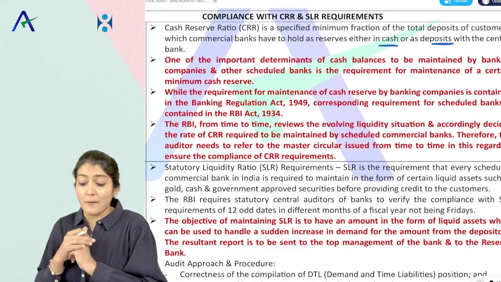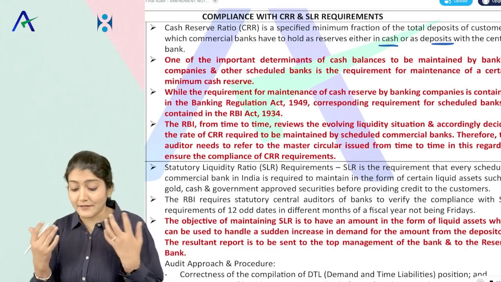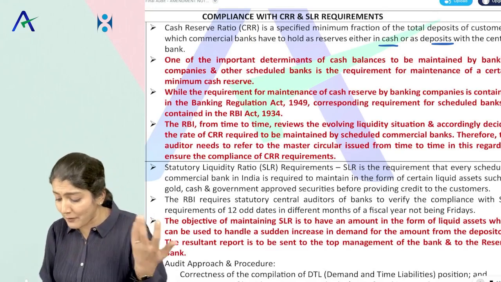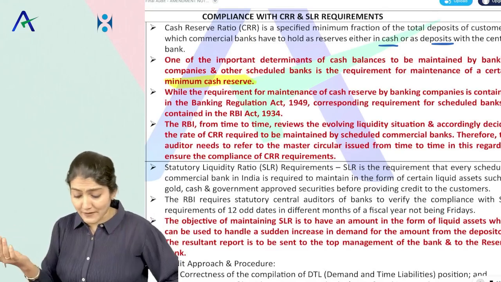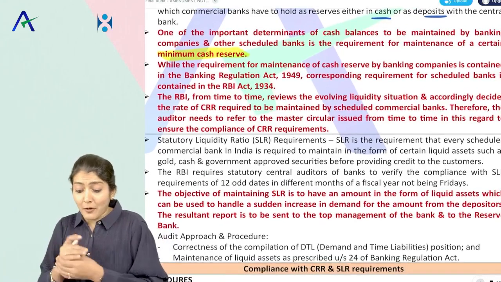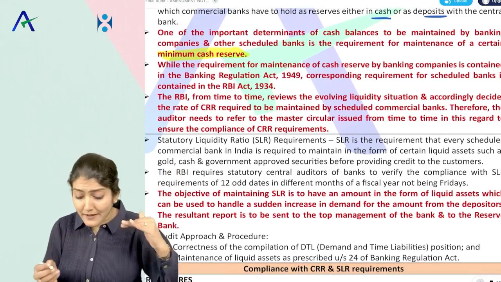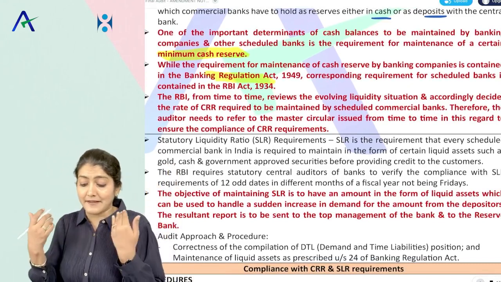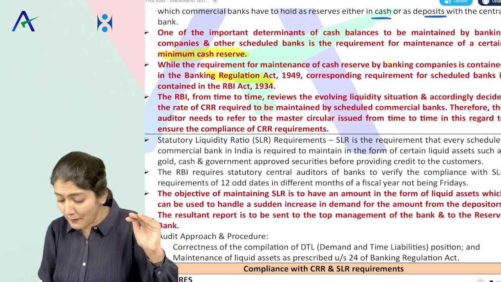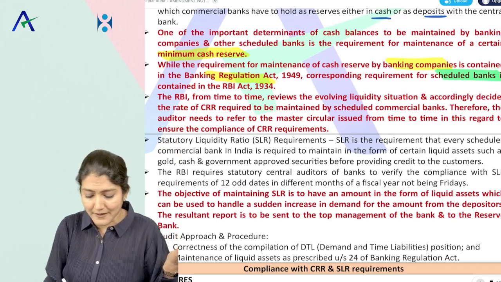One of the important determinants of the cash balance to be maintained by banking companies and other scheduled banks is the requirement for maintenance of a certain minimum cash reserve. So that's the cash reserve ratio. While the requirement for maintenance of cash reserve by banking companies is contained in the Banking Regulation Act, the corresponding requirement for the scheduled banks is contained in the RBI Act. For a banking company, it is the Banking Regulation Act, and for the scheduled banks, it is given by the RBI Act.